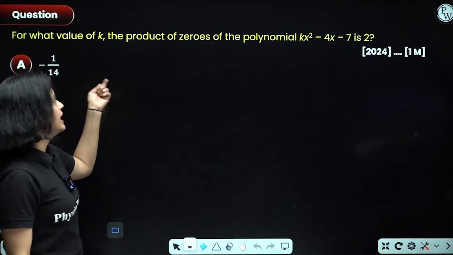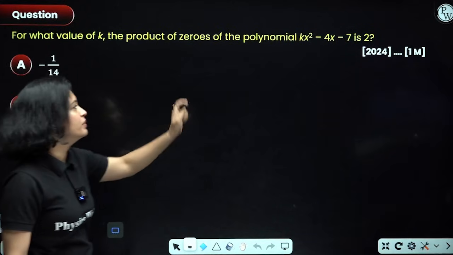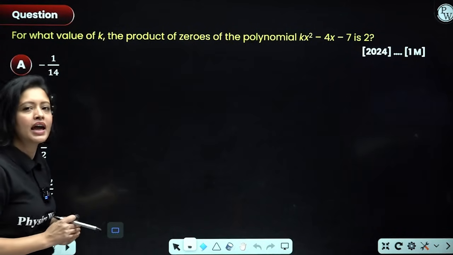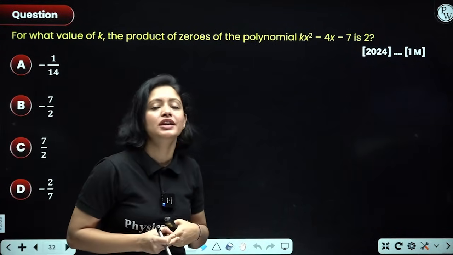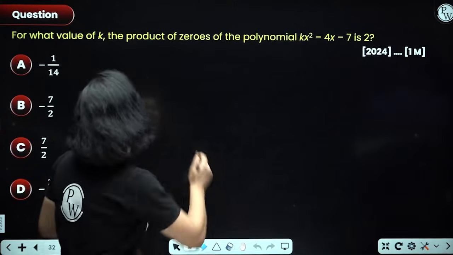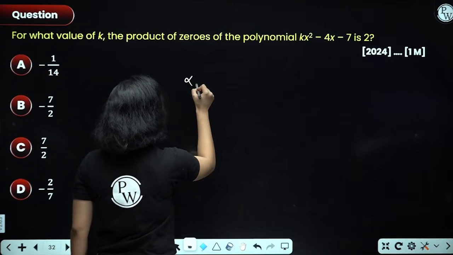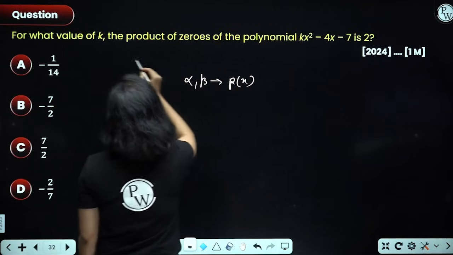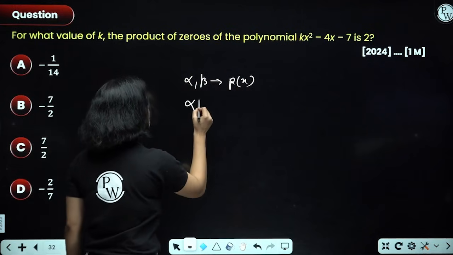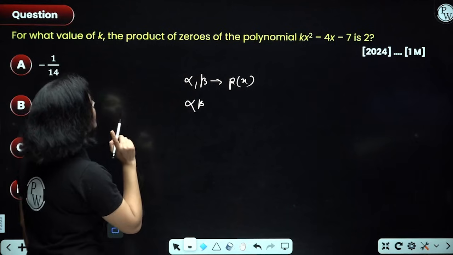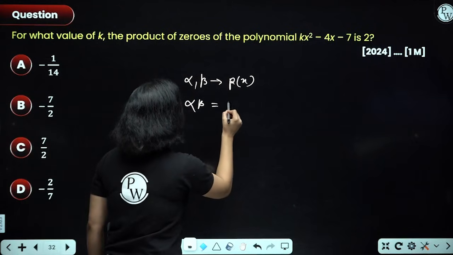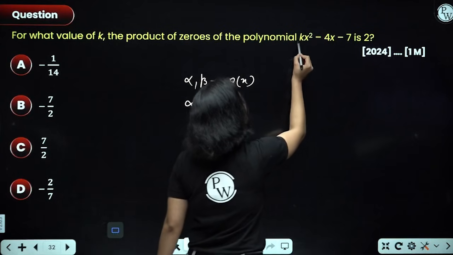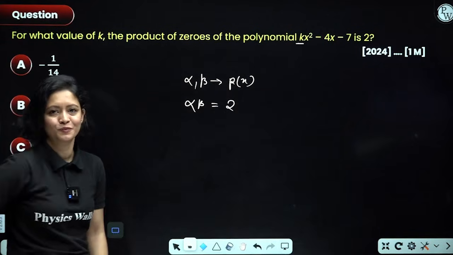For what value of k, the product of zeros of the polynomial kx square minus 4x minus 7 is 2. Again, a question directly based on the relationship that we have studied. Let's suppose that alpha comma beta are the zeros of polynomial p(x). Now, they are saying that the product of zeros, that means alpha into beta, is equals to 2. For what value of k would this be true?